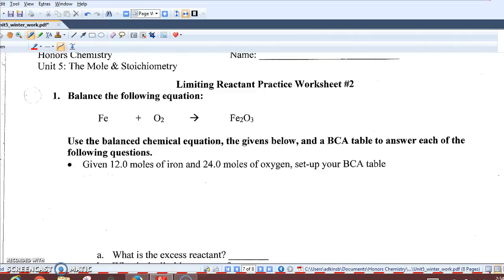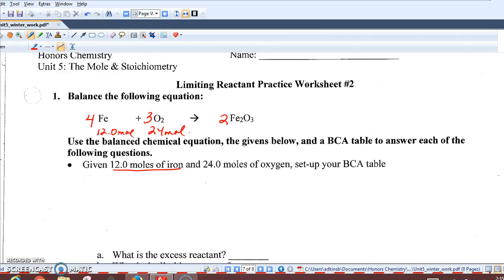So for this first reaction, they ask you to balance it. And this is a synthesis reaction. So to balance it, we're going to have to put a 2, a 4, and a 3. All right, so they gave you 12 moles of iron. So you have 12 moles of this, and 24 moles of oxygen.